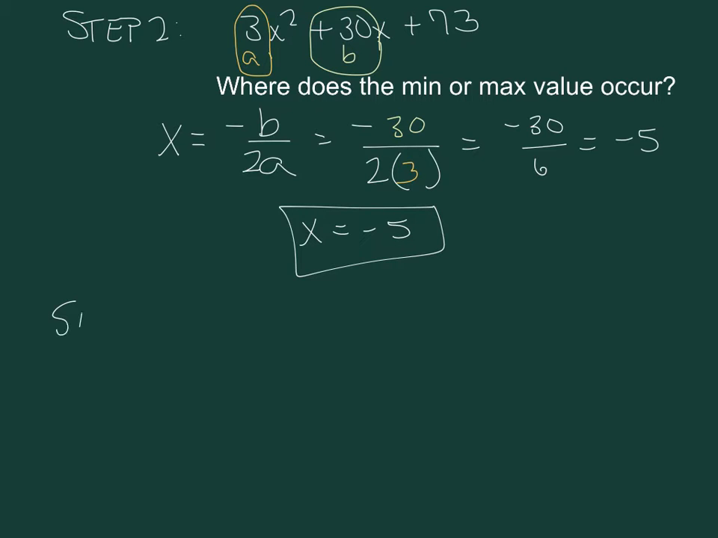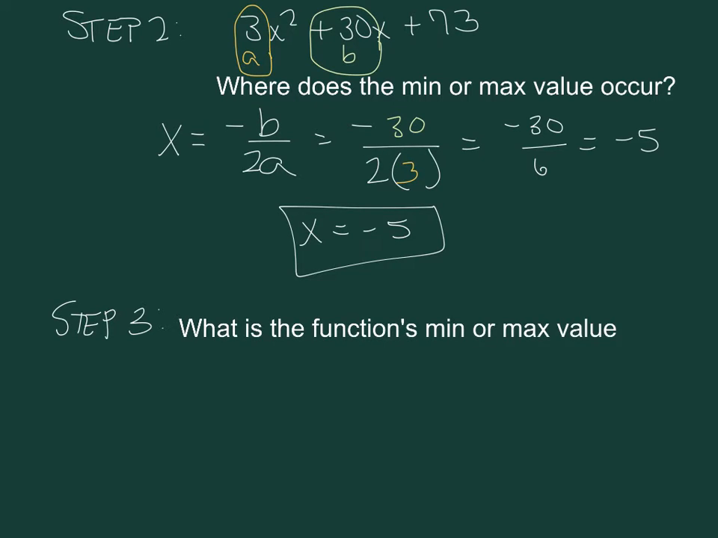Step 3 is the easiest step of all. Actually, let me write the question that will be asked: what is the function's min or max value? All you have to do here is take this negative 5 and plug it into each of the x's there. And that's pretty much it.